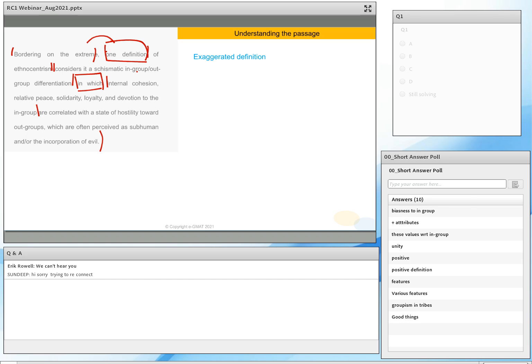Positive attributes, positive definition. You guys are getting it, right? Some kind of a positive feeling towards the in-group, bias towards the in-group. You're right. Some kind of a positive sentiment towards the in-group. That is what you should be getting from this. Now let's move on. You just summarize it in your own words.